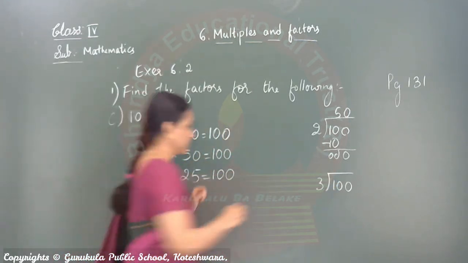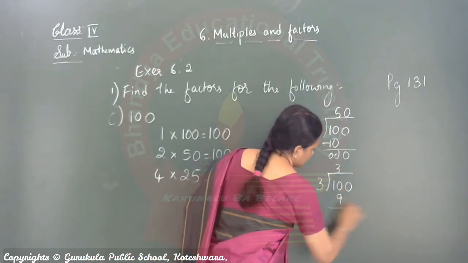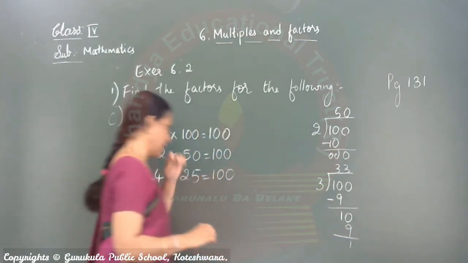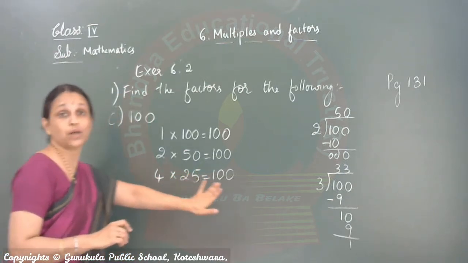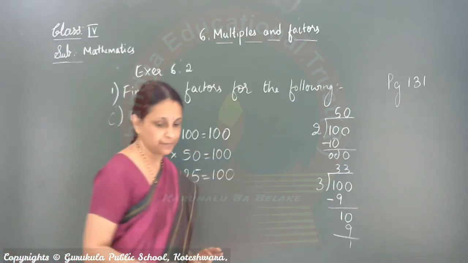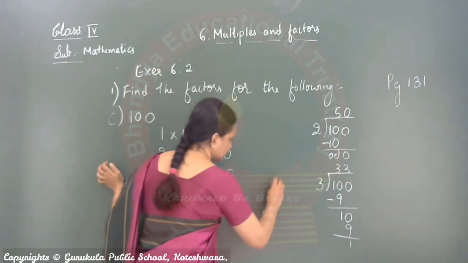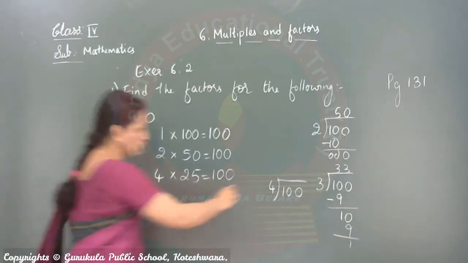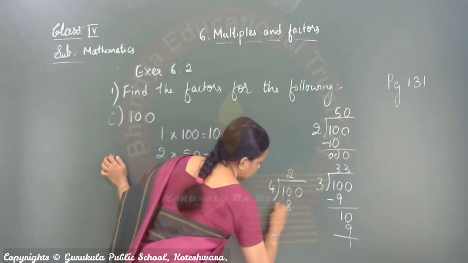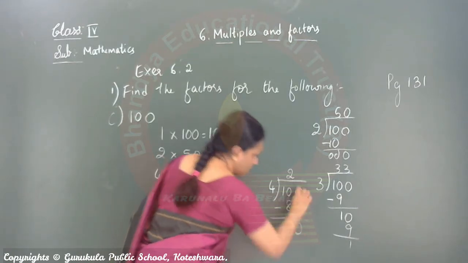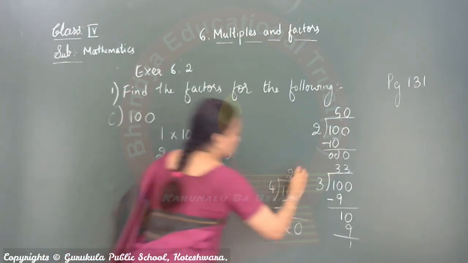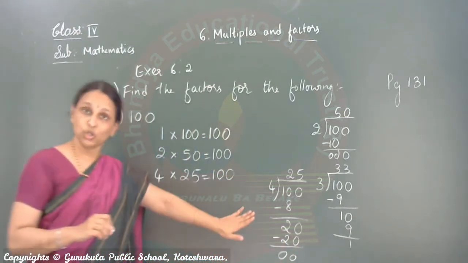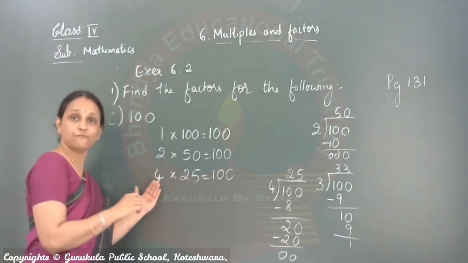Now 3 we will divide. Yes, 3 3s are 9, 1, 0. Again 3 3s are 9. 1 is the remainder. So 3 is not a factor of 100. So leave that. Now divide by 4. How do you do? 4 2s are 8. 2 remainders, 0 down. 4 5s are 20. Did you get any remainder? No. So 4 is a factor of 100.